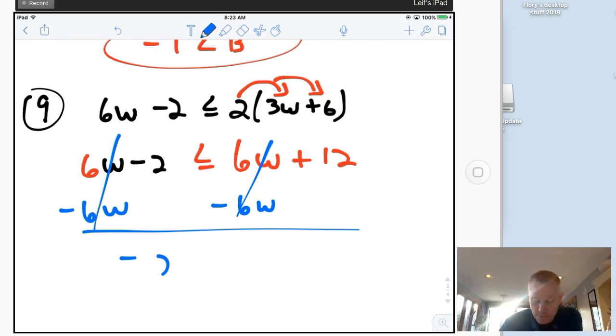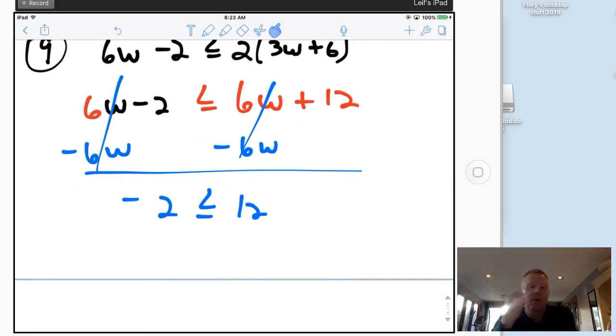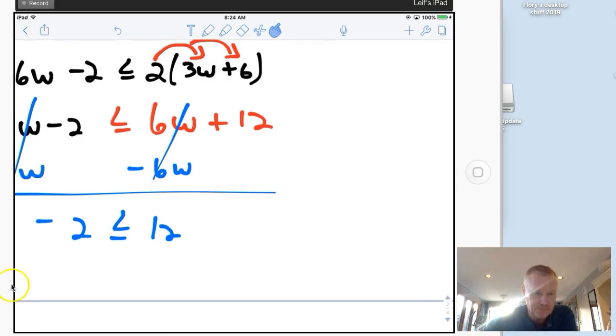Ooh, and an interesting thing happens. All of my variables canceled, which means I'm left with this. So there's one of two solutions here. If this is true, it's going to be infinitely many solutions, and if it's false, it will be no solutions. Let me write that down for you.